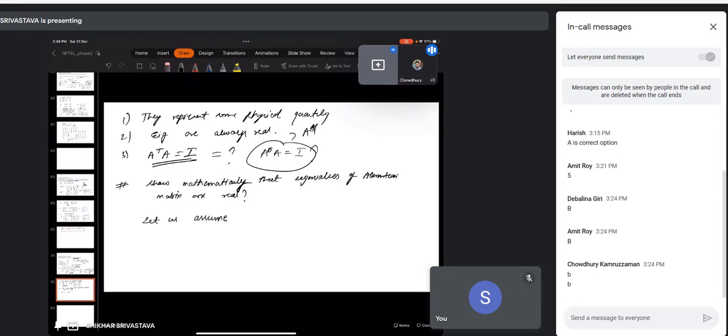So let us assume that we have some matrix A and it is Hermitian, that is, A is equal to A dagger.